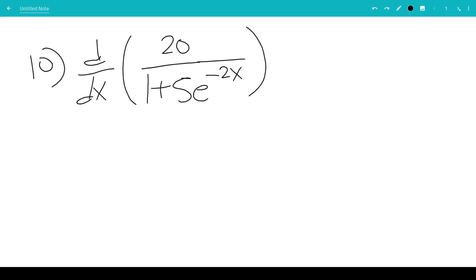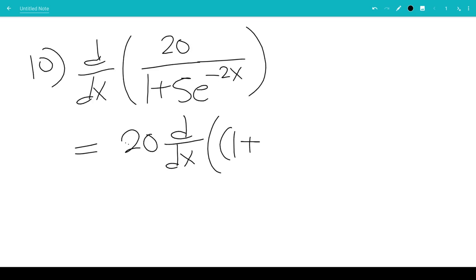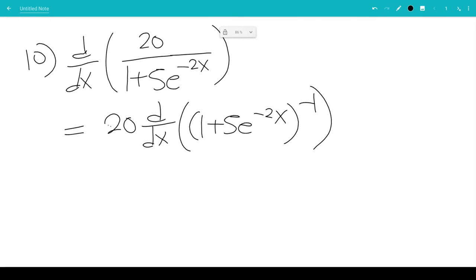In the last derivative, we have the derivative of 20 over 1 plus 5e to the minus 2x. So we can rewrite this. So 20 is a constant, so we can write this as 20 times the denominator to the negative 1 power. So we have (1 plus 5e to the negative 2x) to the negative 1 power. So we're going to use the power rule and the chain rule.